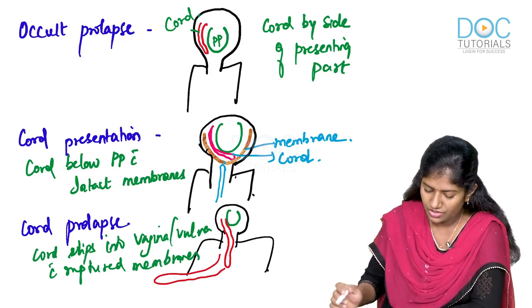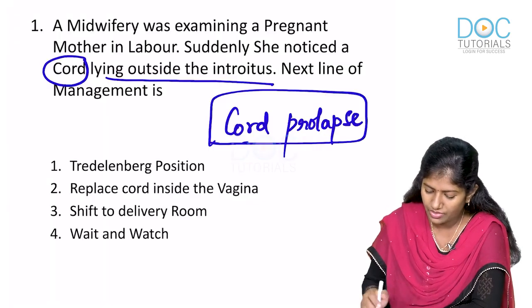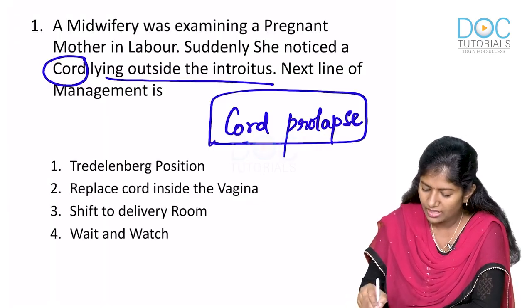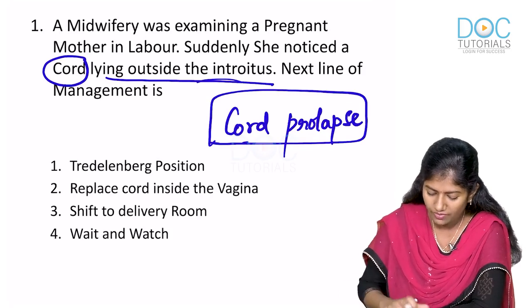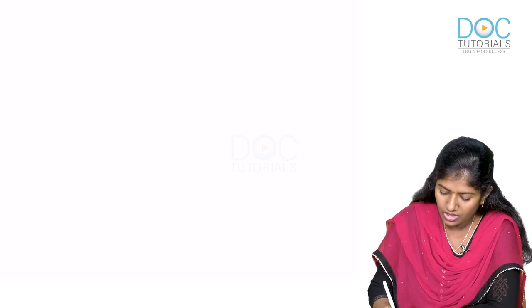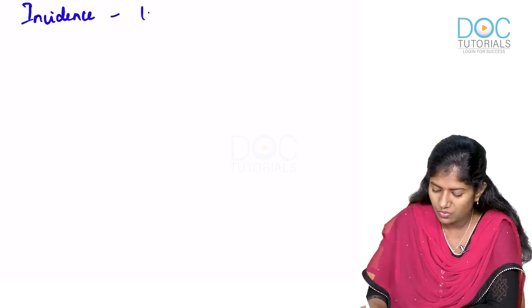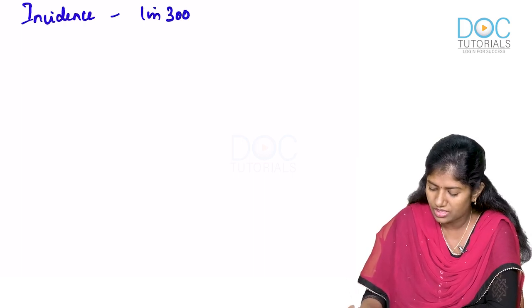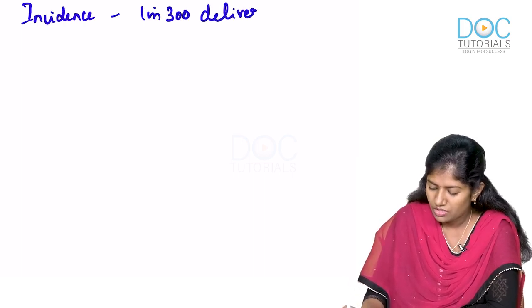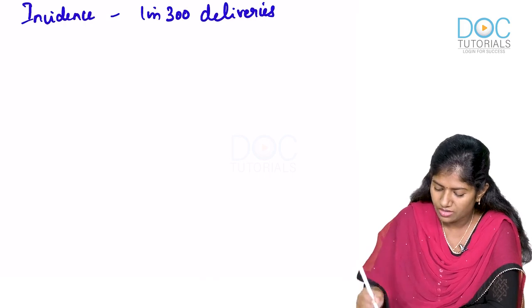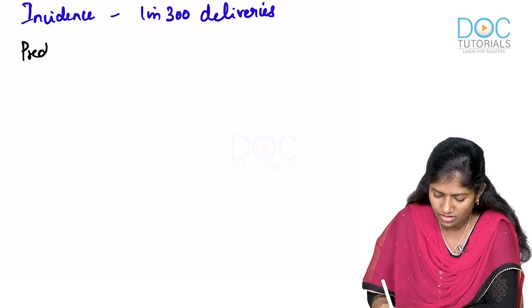So the given condition is cord prolapse, because the examiner says the cord is lying outside the introitus. So how are we going to manage cord prolapse? The incidence of cord prolapse is 1 in 300 deliveries. So what are the predisposing factors, or the causes, for cord prolapse?